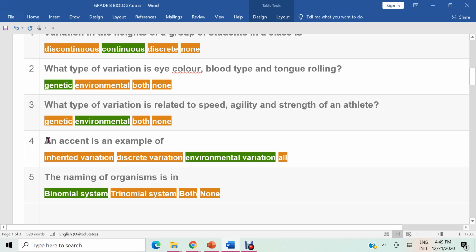Number four, an accent is an example of environmental variation. Yes, an accent is an environmental variation. Question number five, the naming of organisms is in the binomial system. As discussed earlier, each organism is given two names. The first name is the genus name and the second name is the species name.